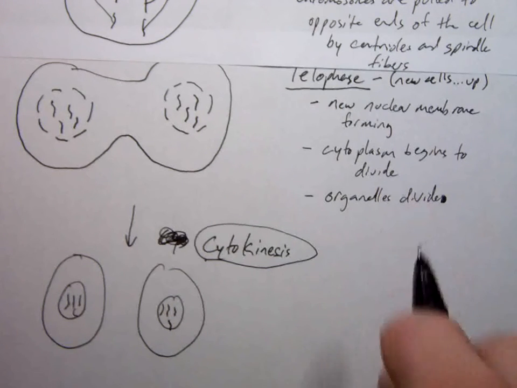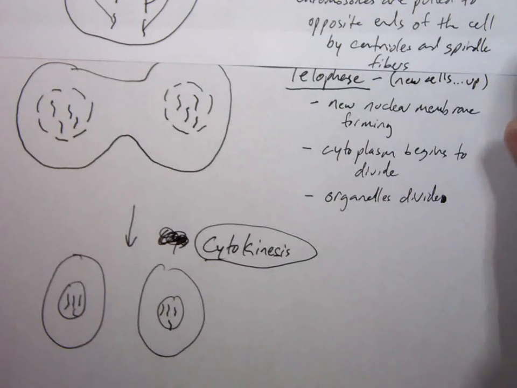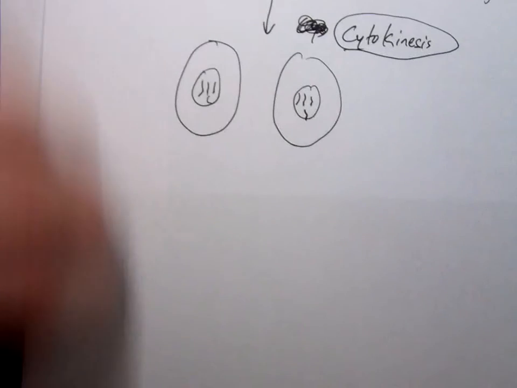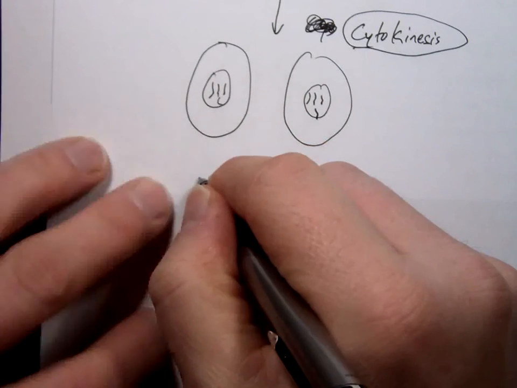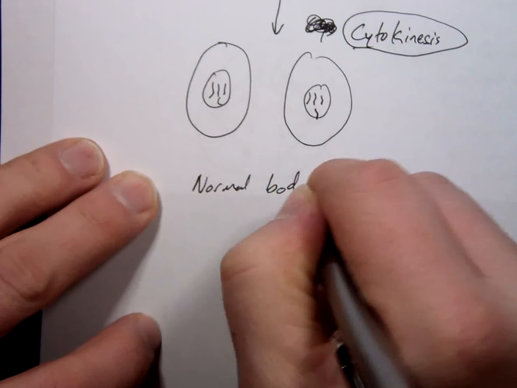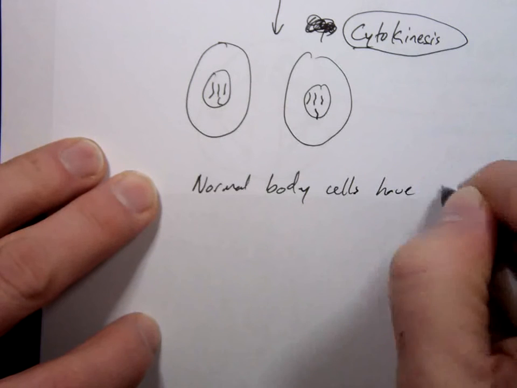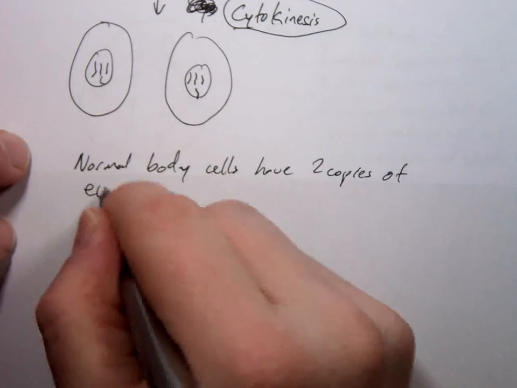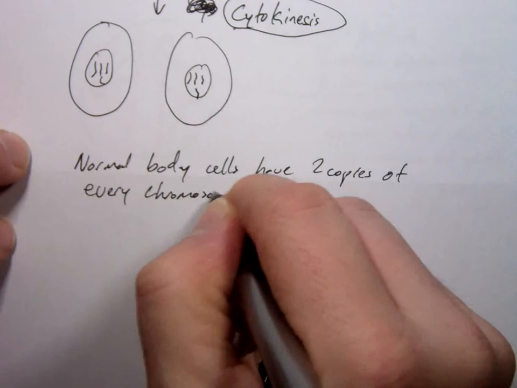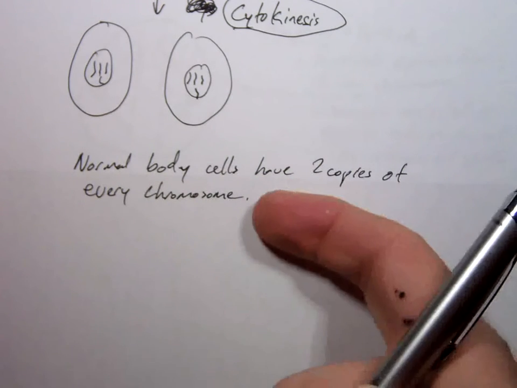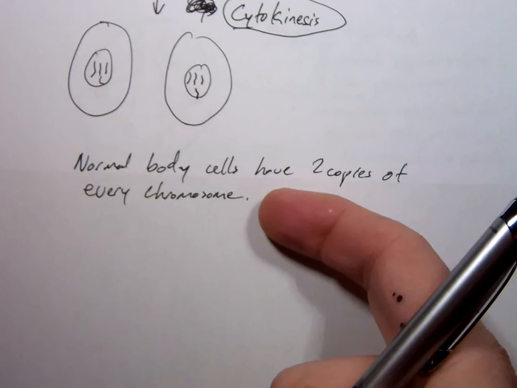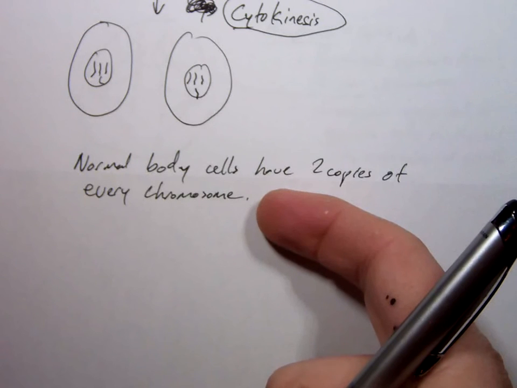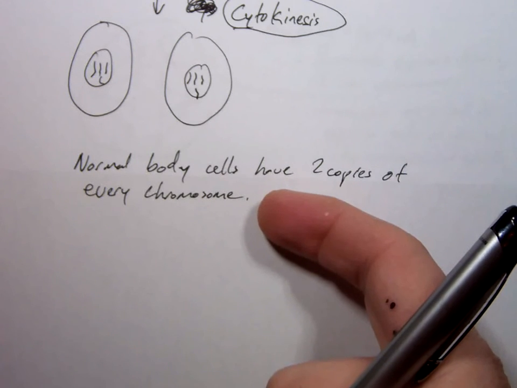Now, I want to talk about this concept, words that end with ploid. Normal body cells have two copies of every chromosome. So if I was to take a cell out of my fingertip, and if I dig deep enough to find one that's alive, because your outer layers of cells are all dead, and if I was able to isolate its chromosomes under the microscope, I would find two full copies of 23.